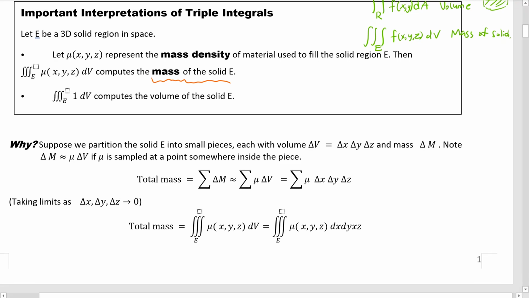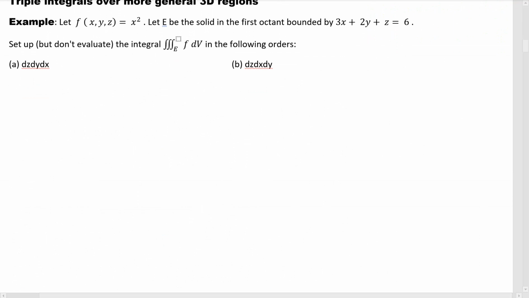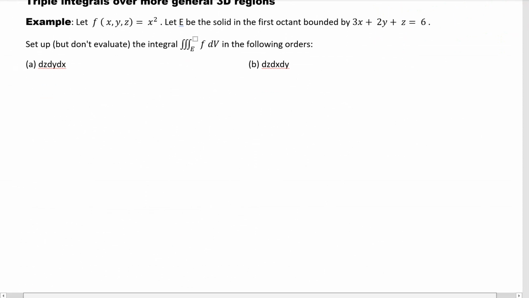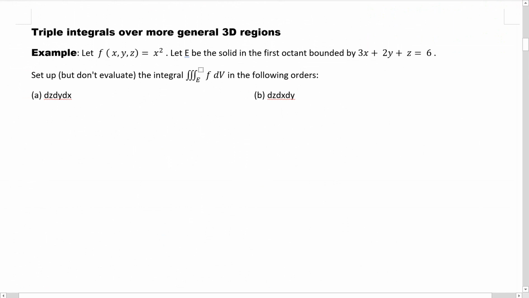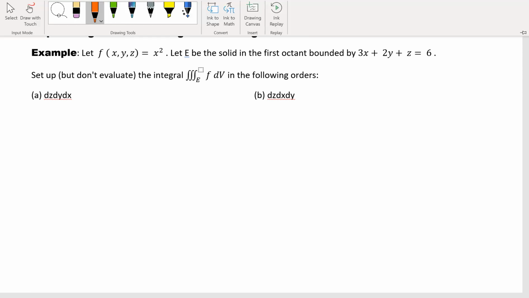Okay, so let's do some examples. Triple integrals over more general 3D regions. Example: let f be x squared. Let E be the solid in the first octant. So in space, instead of a quadrant, we have an octant. Bounded by 3x plus 2y plus z equals 6. Set up, but don't evaluate, the triple integral. Okay. So how do we solve this kind of problem?